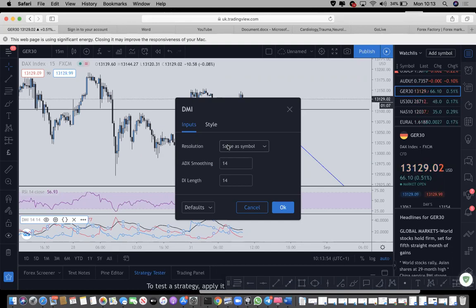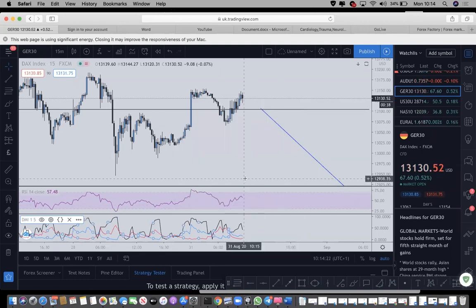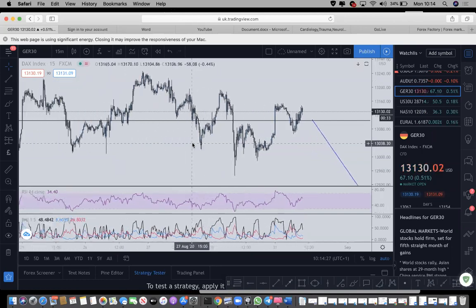Let me give you guys a hand with this because I've got mine set up already. So you're looking at DI length. Go to inputs. DI length is 5. ADX smoothing is 1. Okay. Fantastic. Now draw a horizontal line on the DMI.